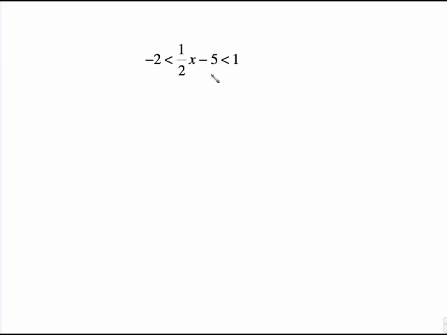Yes, some of these have fractions, and you have 2 ways to deal with this fraction. What I think is the easy way to do is, let's get rid of this 5 to start with. Let's add 5 to all 3 columns, because that's just so easy to do, and we haven't dealt with the fraction yet. So -2 plus 5 is 3. Bring down your 1/2 x. The 5's have canceled, and 1 plus 5 is 6.